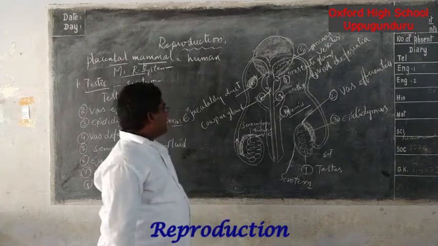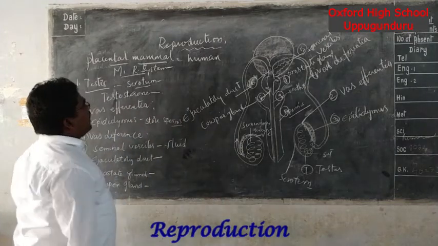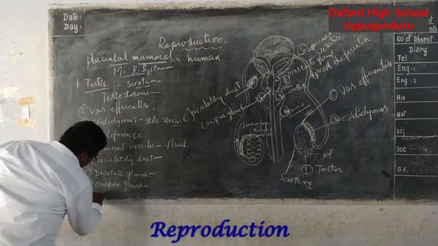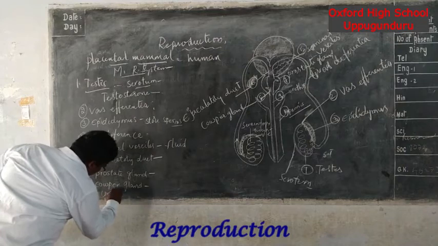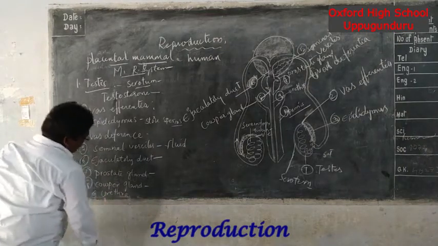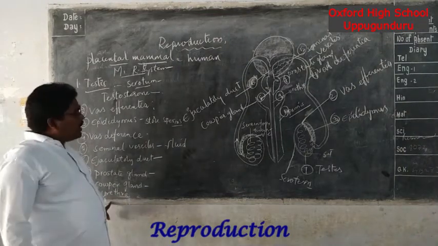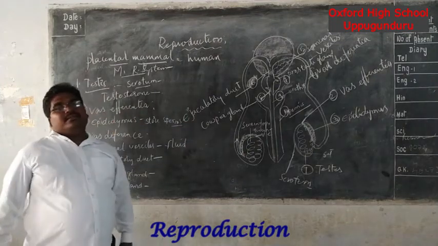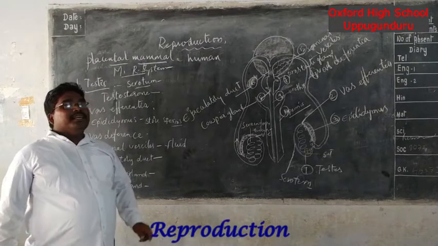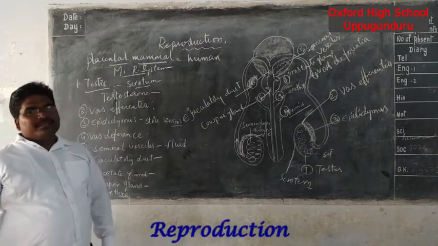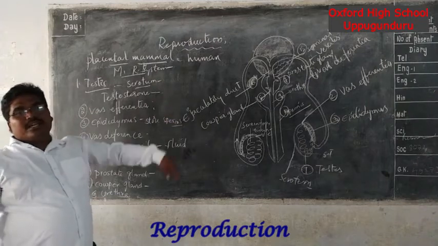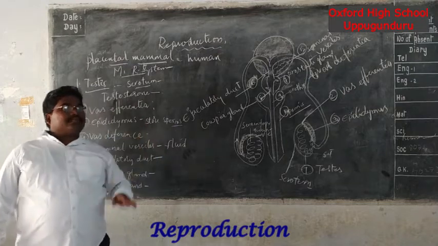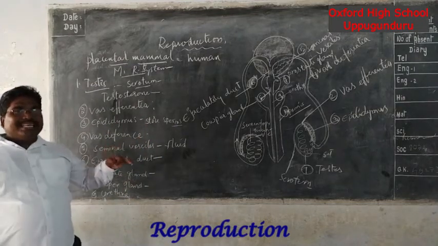Now next, the ninth one, the last one, is the urethra. In males, the urethra not only expels the urine outside, it is also the path of releasing sperms. Through the urethra, the sperms are released outside. So it is also known as the urinogenital duct.